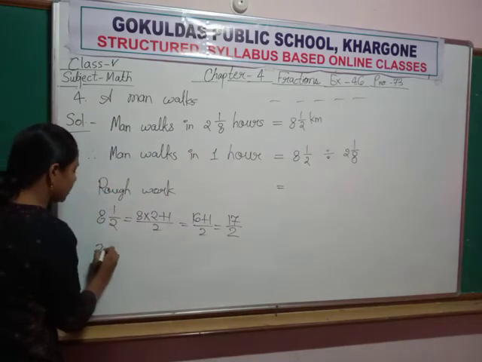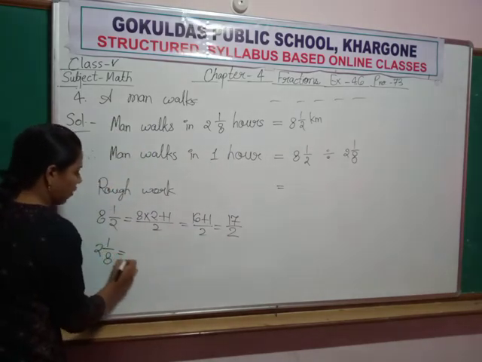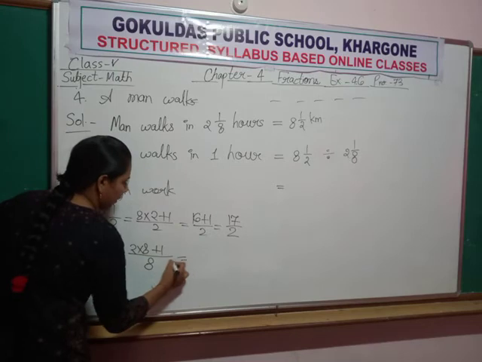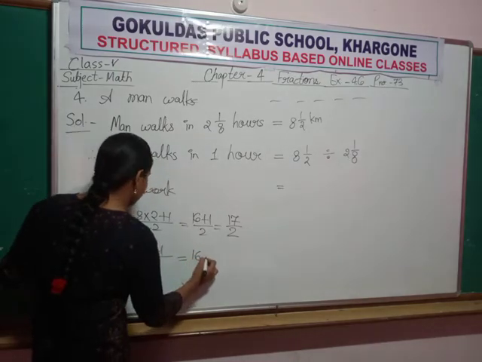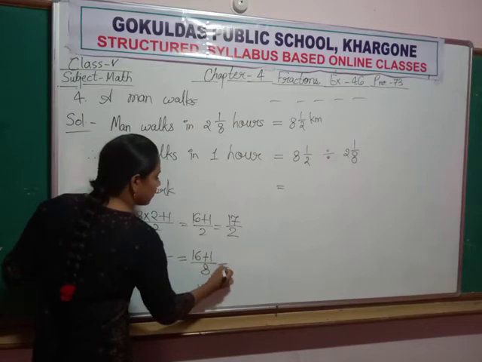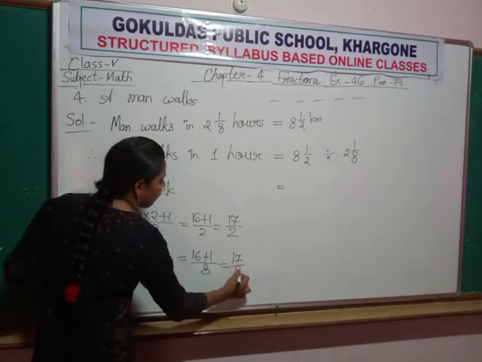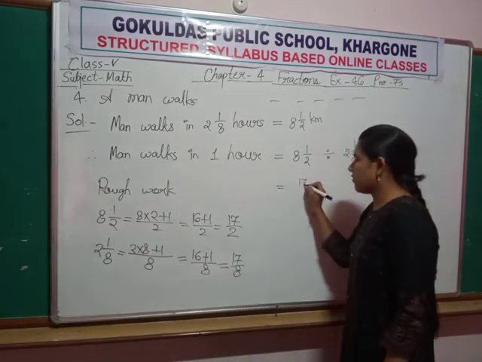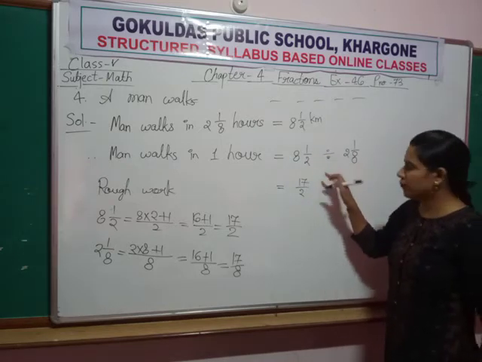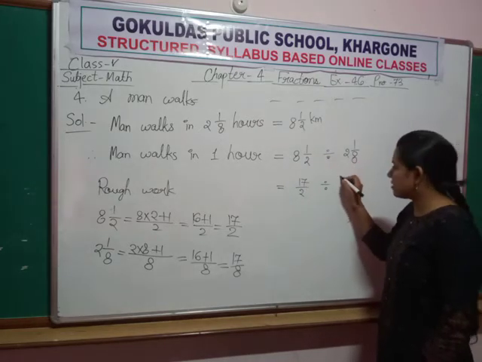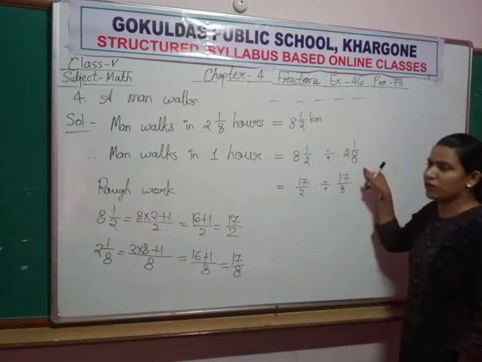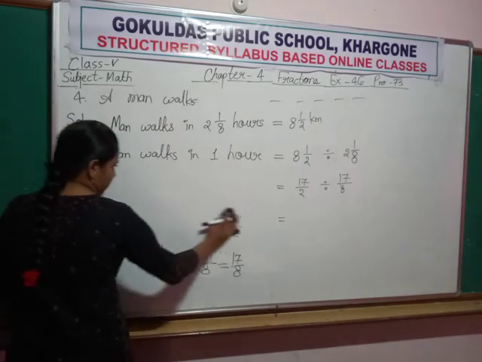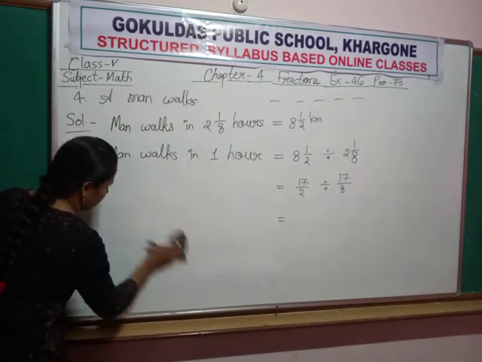Now my next mixed fraction is 2:1/8. When we convert it, 2 multiplied by 8 gives 16, plus 1 is 17, so 17/8. So I can write 17/2 in place of 8:1/2, divided by 17/8 in place of 2:1/8. Now my rough work is done, so I am removing it.